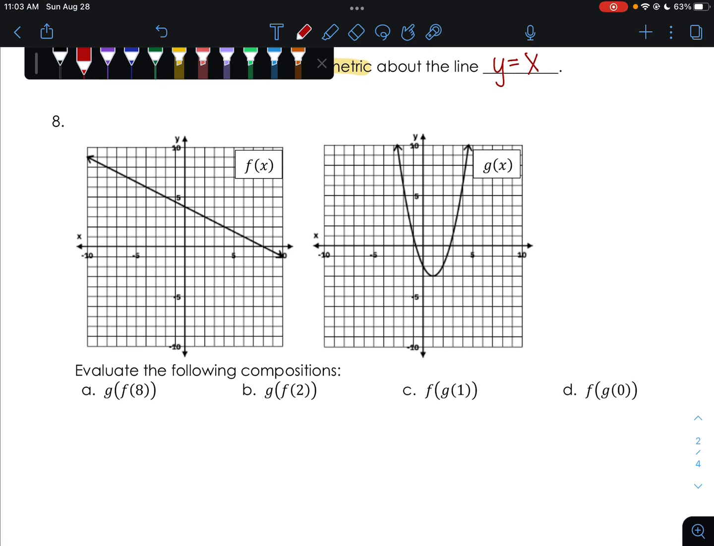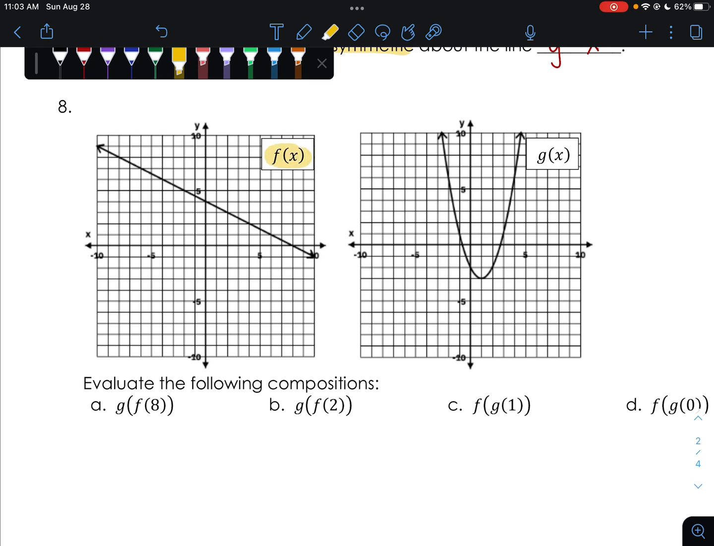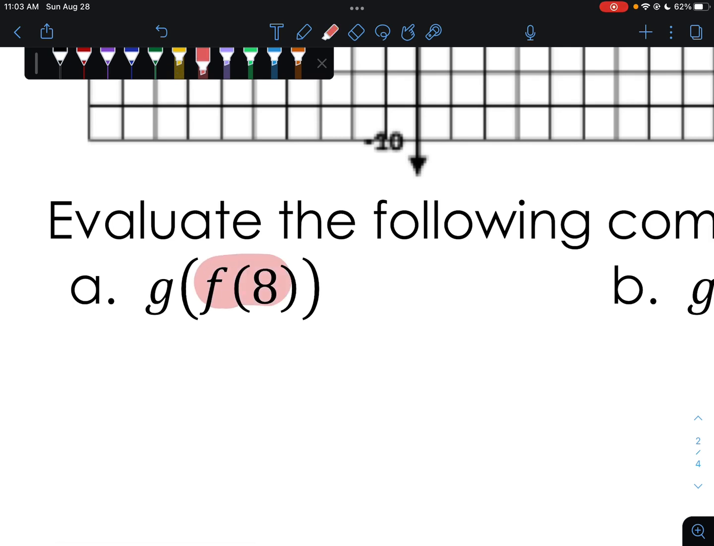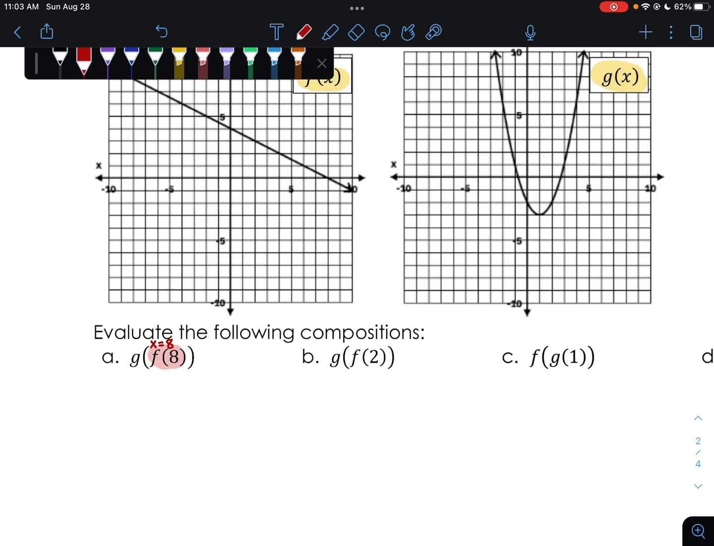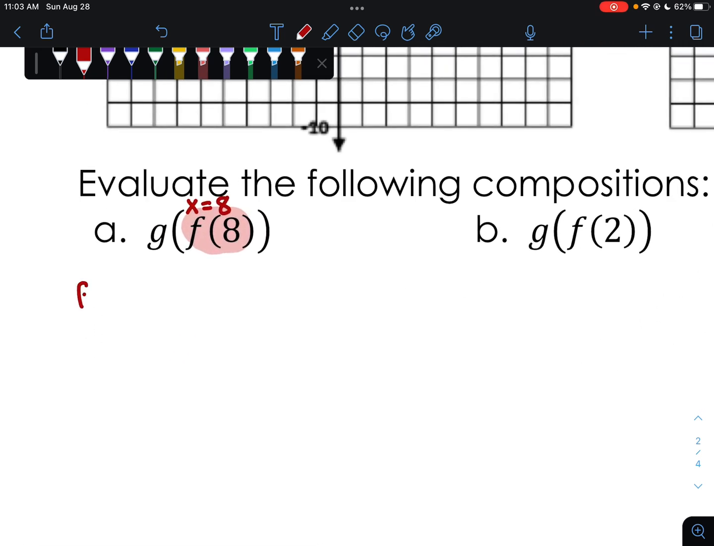Okay, looking at our next part, we have some more compositions, but this time it's using graphs. So here we go. Remember, we always start with the inside piece right here, and we need to make sure we know that this first graph is f of x, this second graph is g of x. So I start with this inside piece. This inside piece tells me that when x equals 8, what is my y value in the f function? Well, when x equals 8, the y value in the f function is right here at 0. So that tells me that f of 8 is equal to 0.